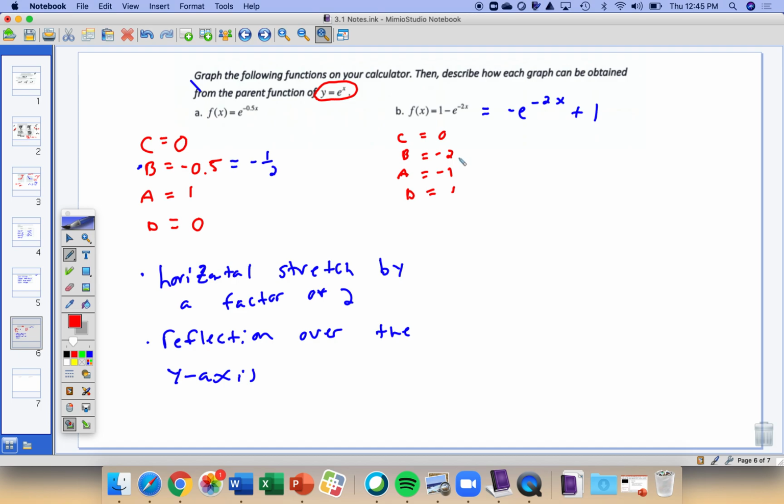So we do CBAD. C, nothing changes. B is negative 2. So we're looking to figure out, is this a horizontal stretch or a horizontal shrink? Well, because B is bigger than 1, right? 2 is bigger than 1. This is going to be a horizontal shrink by a factor of 1/2.